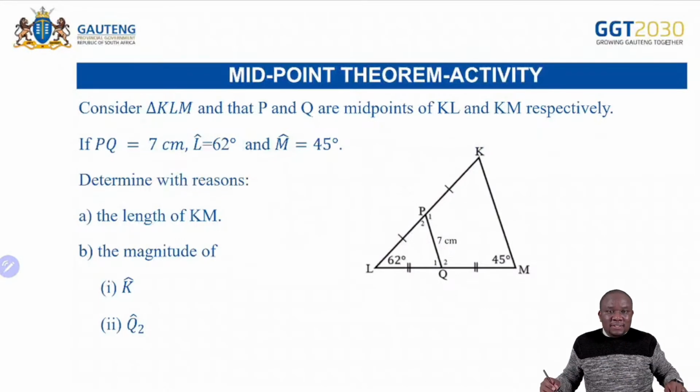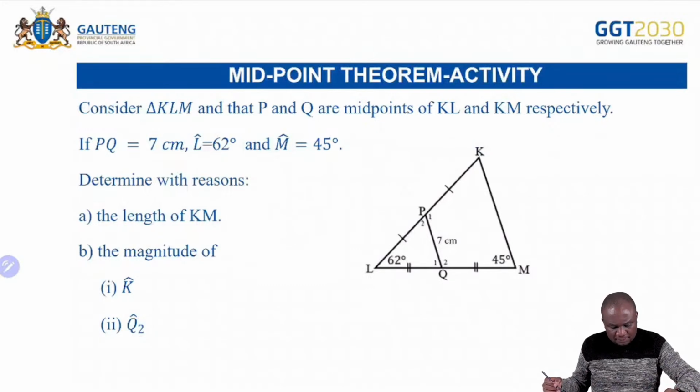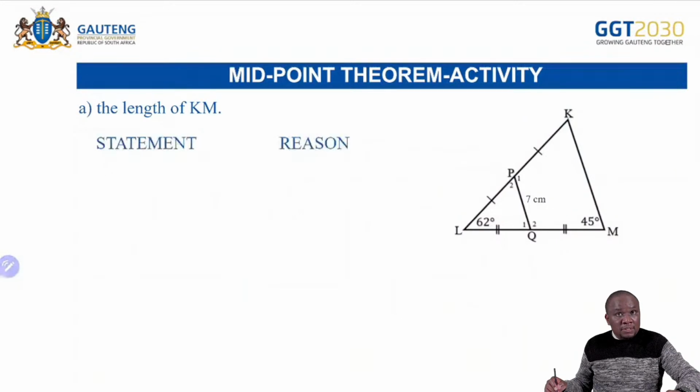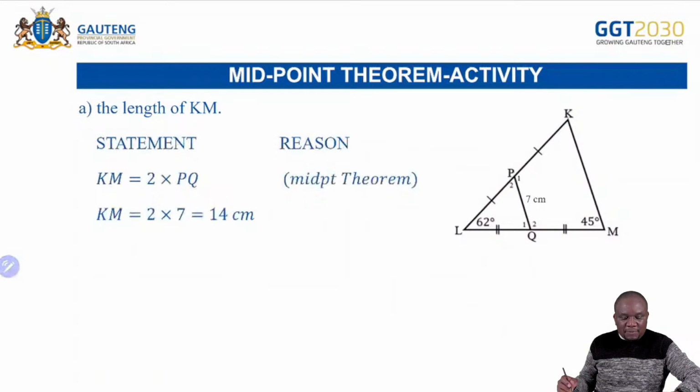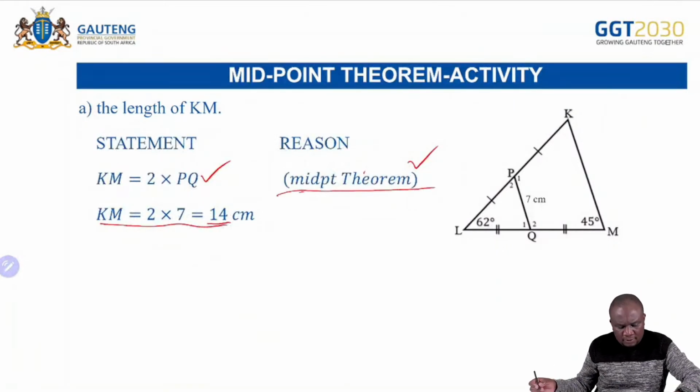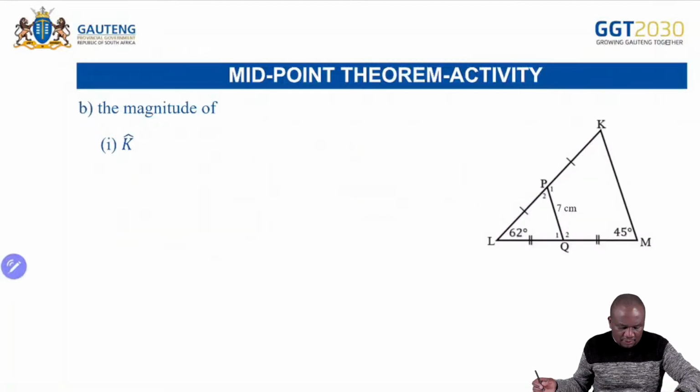Right, welcome back, grade 10. Let's see the length of KM. We're marking our work now, please mark in pencil. Right, the length of KM, PQ is 7 centimeters. So what is KM? KM is 2 times PQ, so it means it's 14 centimeters. You see, we have a statement and the reason. Even if you have this, the reason is still fine. Okay, so KM is 14 centimeters.